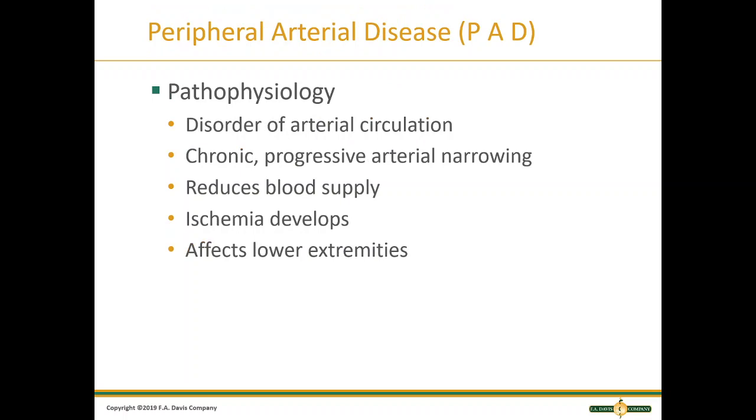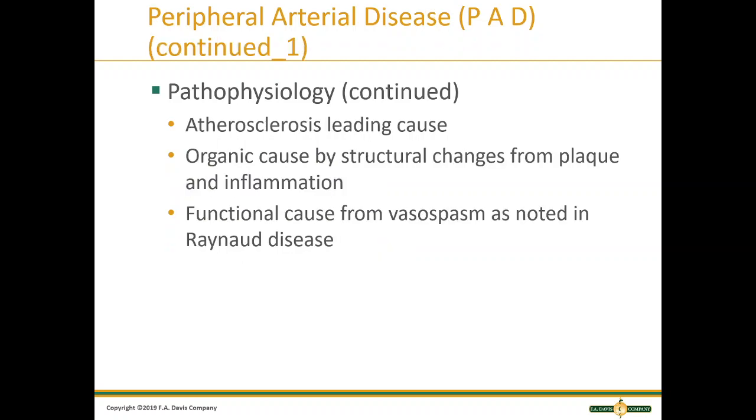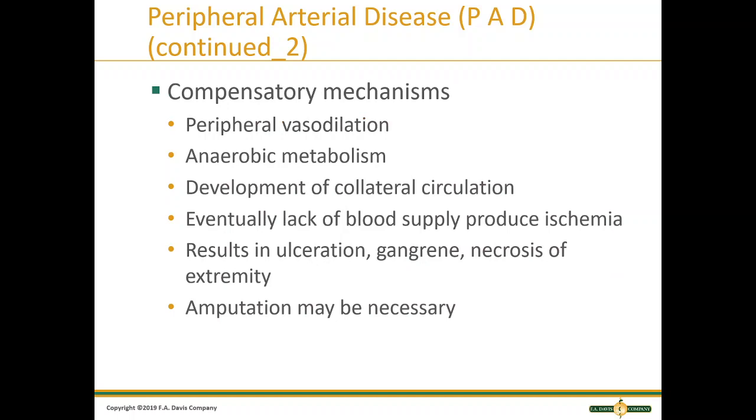Peripheral artery disease. We're continuing on here. Chronic disorders. I'm trying to keep up with where you're at in your book. Here's Raynaud's. Compensatory mechanisms: peripheral vasodilation, anaerobic metabolism. So this is in the areas of people that are having this peripheral vascular disease. When it becomes extensive, they can get gangrene because they basically have no circulation in their lower legs or their arms.